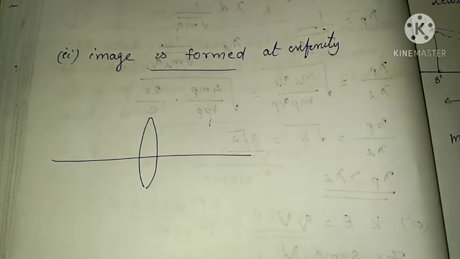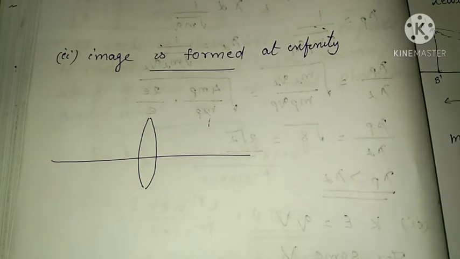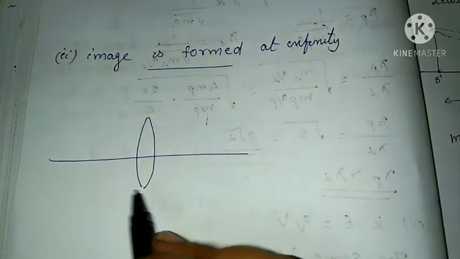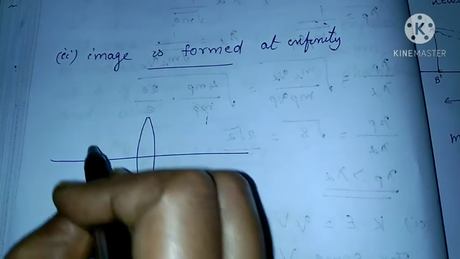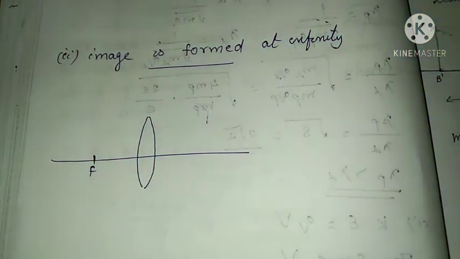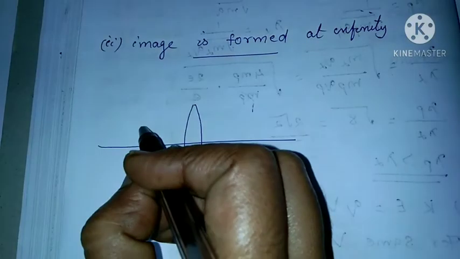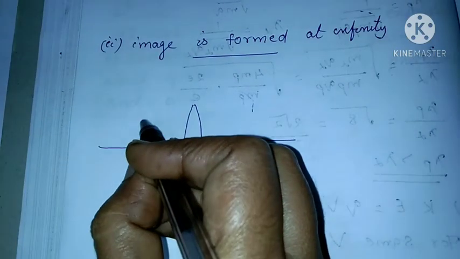In the first case we studied that image and the object is at the least distance of distinct vision. So here the image is formed at infinity and the object is at the least distance of distinct vision. For getting the image at infinity, we should place the object at the focus. Okay, so we should place the object at the focus here.